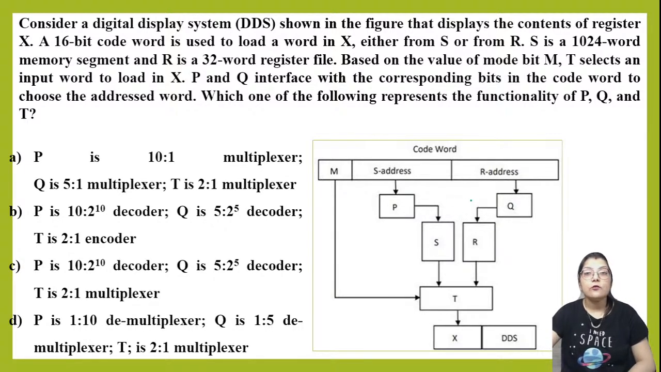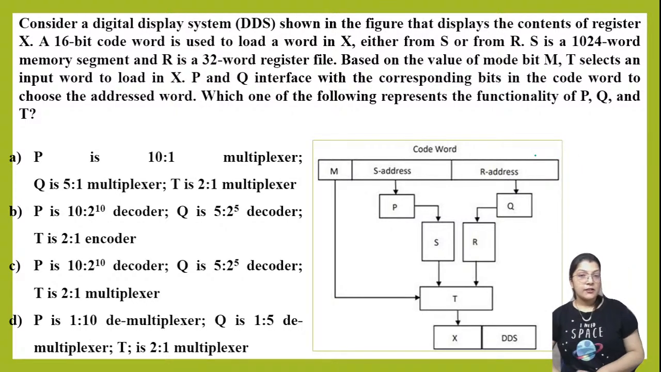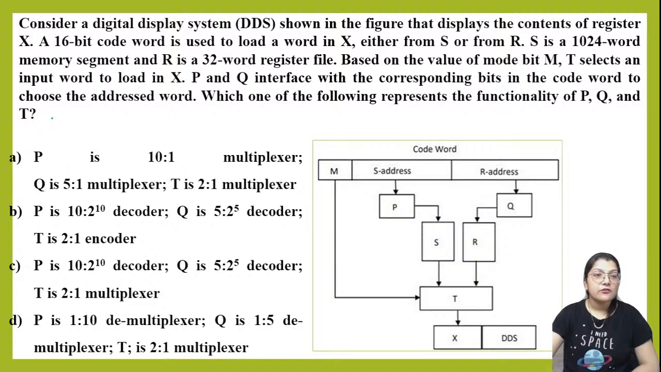Based on the value of mode bit M, T selects an input word to load in X. P and Q interface, these are the two interfaces that are joined with S and R respectively. Corresponding bits in the code word choose the addressed word. Which of the following represents the functionality of P, Q and T? So this is your question. This is the question of GATE 2022.